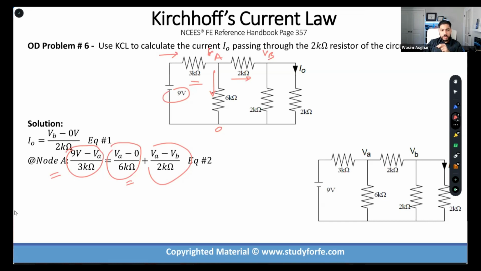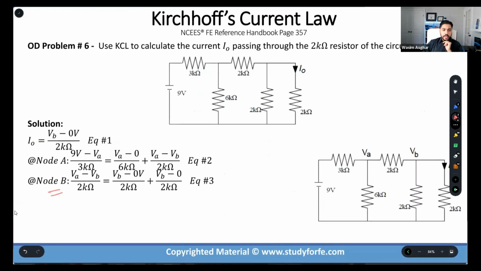So at this point, how many unknowns do we have? I have an unknown in the form of VA. I have an unknown in the form of VB. I have an unknown in the form of I0. So I have 2 equations and 3 unknowns. I need to create one more equation, and that's going to be by writing KCL at node B.